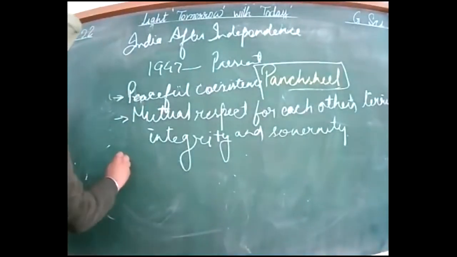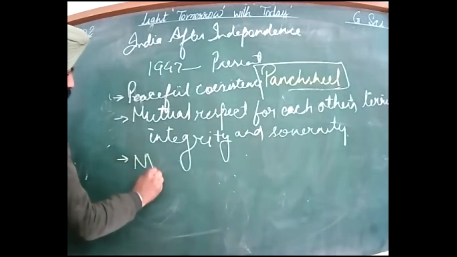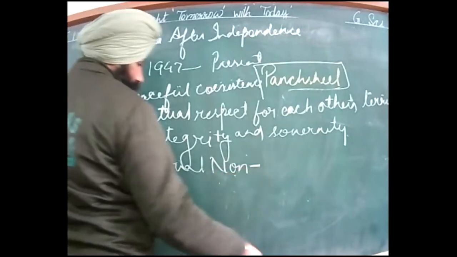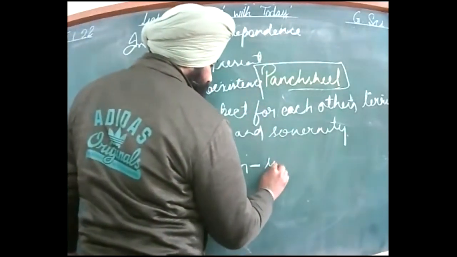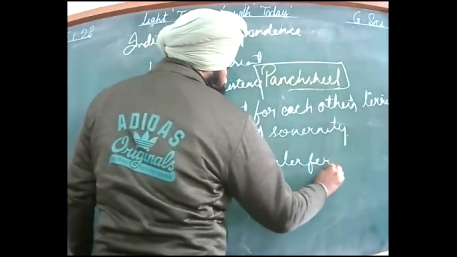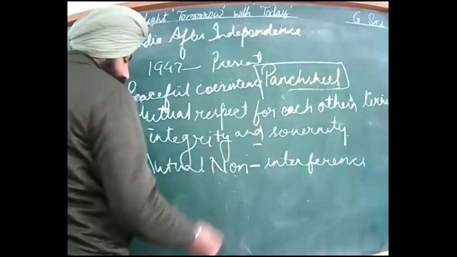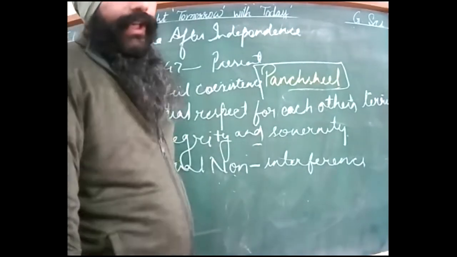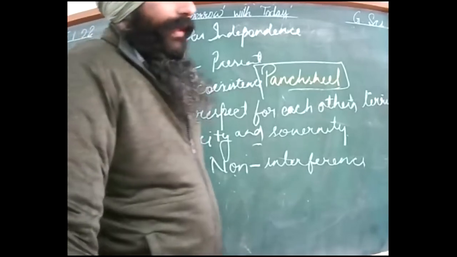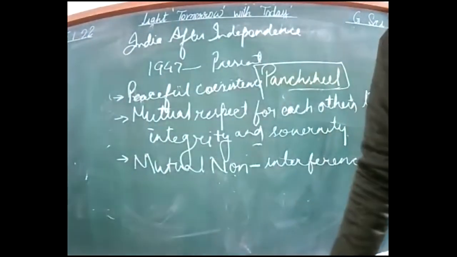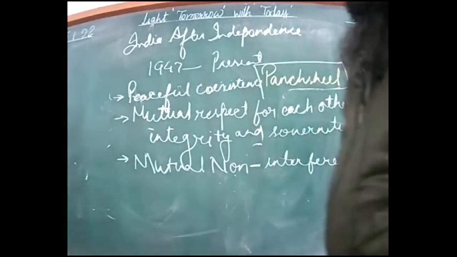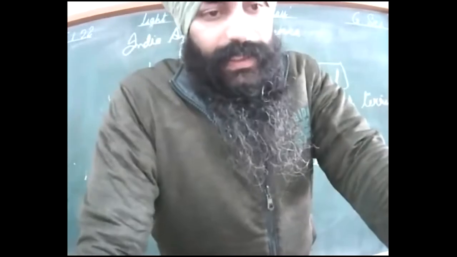So the third principle marked under the Panchsheel was mutual non-interference. Both the countries will not interfere in the internal matters of each other's country. China will not interfere in the internal matters of India, and India will not interfere in the internal matters of China.